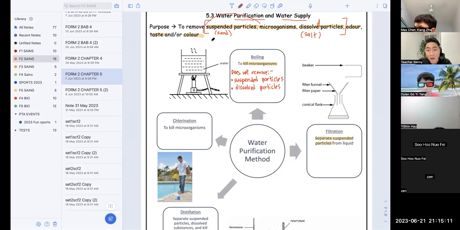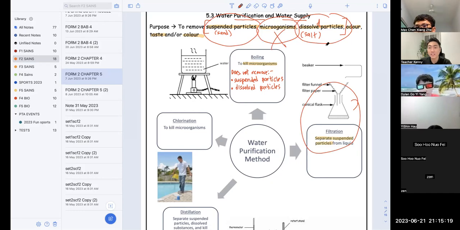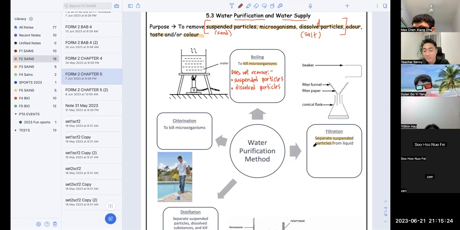Remember the three things? The three main ones we are going to focus on today are 1, 2 and 3. Right? The first one kills this one. Second one here, not kills, removes this one. But I still got bacteria. So does not remove microorganisms, does not remove dissolved particles.